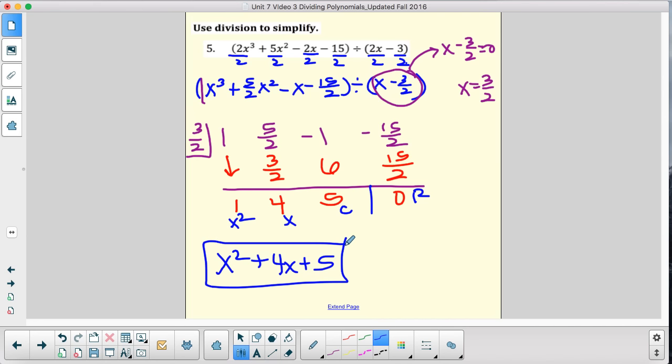Okay. One thing I do want to point out is if there was a remainder, because we divided everybody by 2 in the very beginning, you'd have to take your remainder times 2. Well, 0 times 2 is 0. So my remainder is still 0, but if you ever did have a remainder and you had to divide in the beginning, you have to multiply by that in the end.